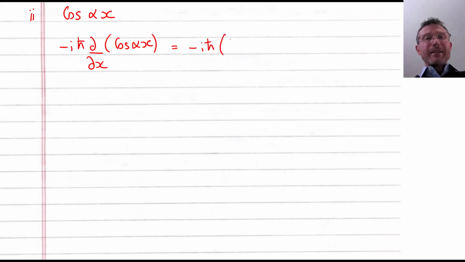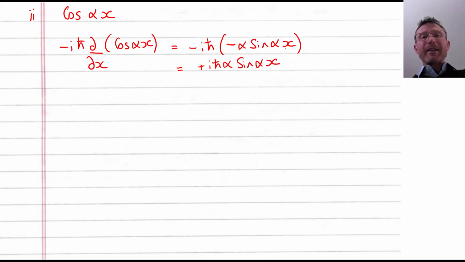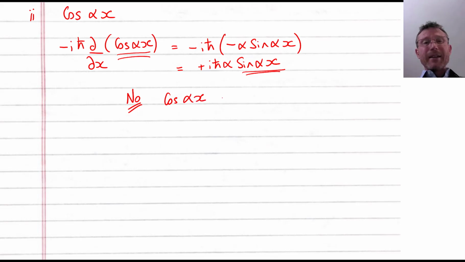So we get minus alpha sine alpha x, which equals plus i h bar alpha sine alpha x. But the problem here again is that we have to ask ourselves, do we see a return of this function in the solution? No, we don't. We see a sine alpha x term, but we don't see the cosine alpha x term. So our conclusion again is no, cosine alpha x is not an eigenfunction.